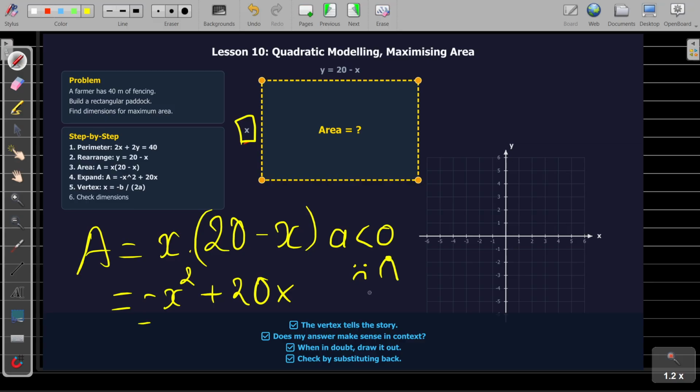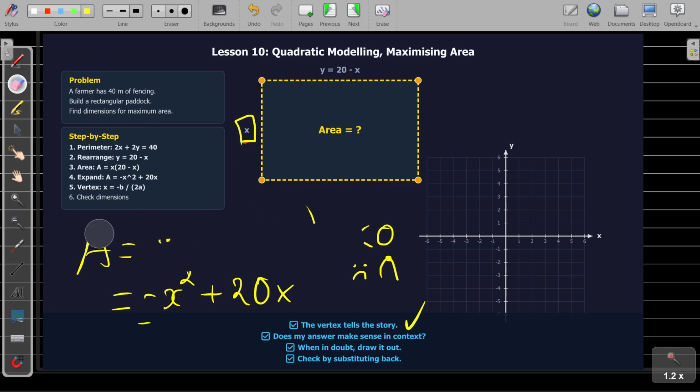This is the maximum point. The vertex tells the story. We're going to do our first part right here. So we're going to find the vertex. Okay? Let's find the vertex together. So we have this form right here.